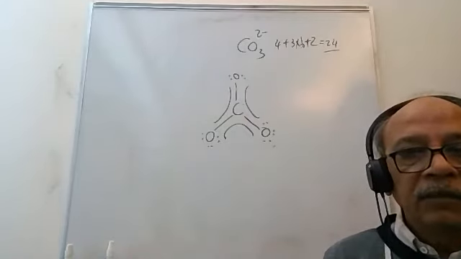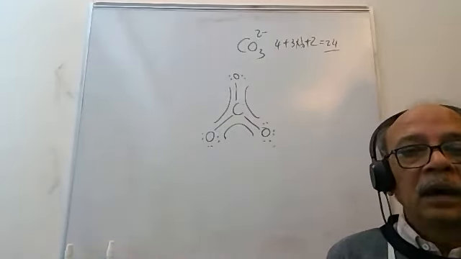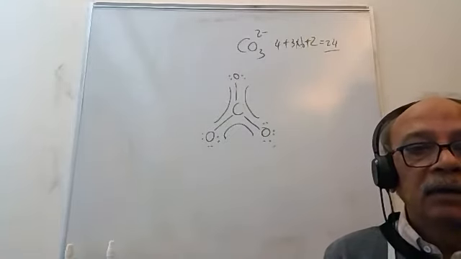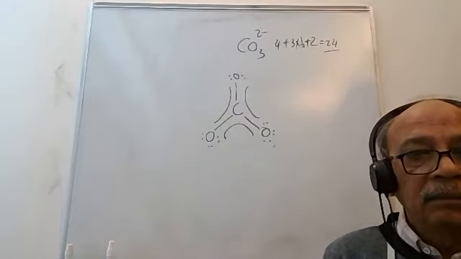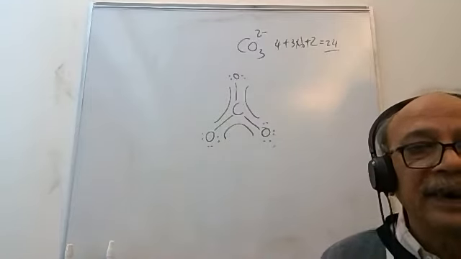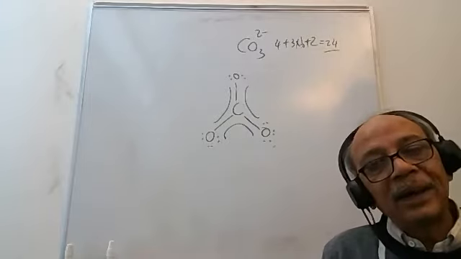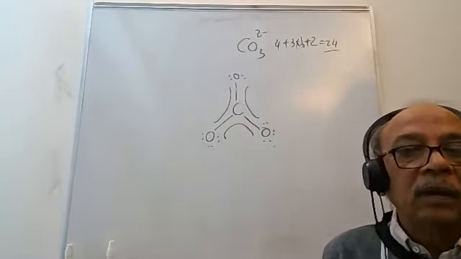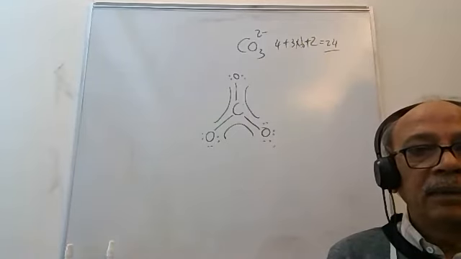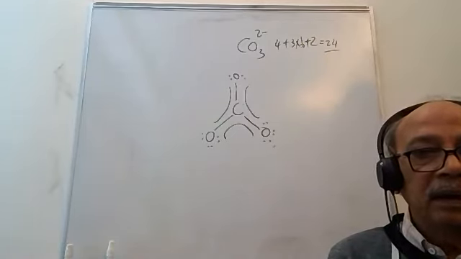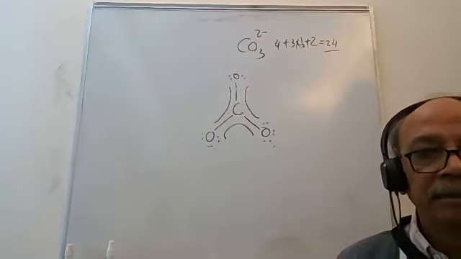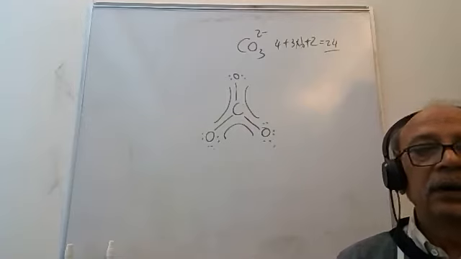This is a 3-atom 4-bond situation. So the bond order is the number of bonds divided by the number of atoms. We have 4 bonds and 3 atoms, so the average bond order of this molecule is 4 divided by 3, which is 1.33. So there is not a single bond or a double bond. All bonds are equal. They are slightly more than a single bond, less than a double bond. So the average bond order is 1.33.